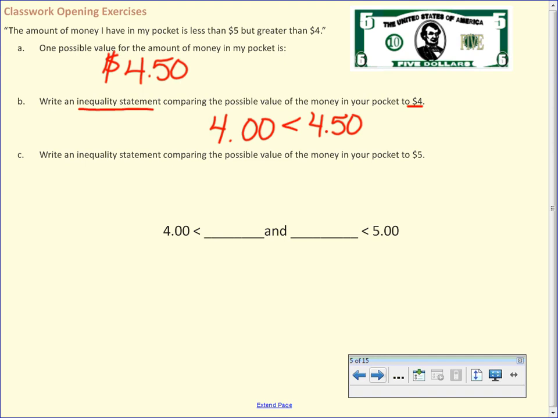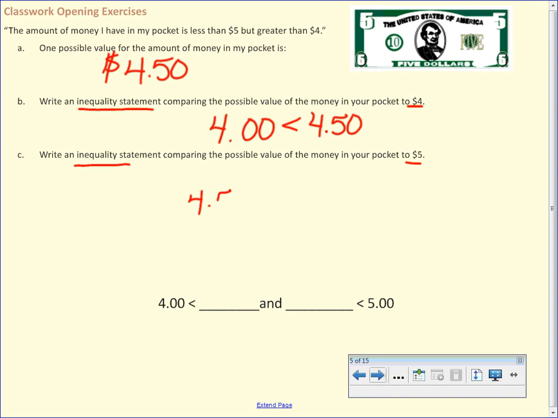Now let's write for part C an inequality statement that compares it to the $5. So $4.50 is less than $5. So $4 is less than $4.50, and $4.50 is less than $5. Could I have $4 in my pocket? No. Could I have $5 in my pocket? No.